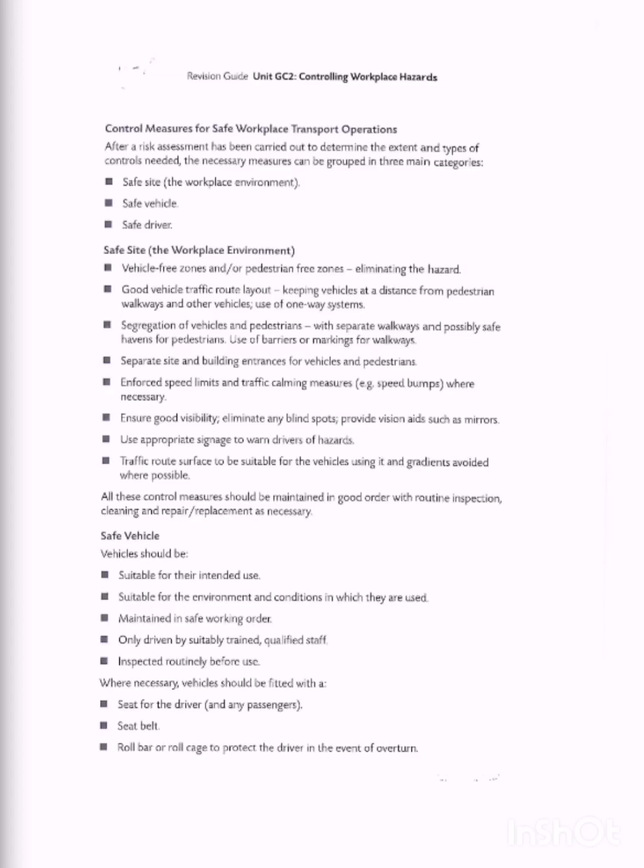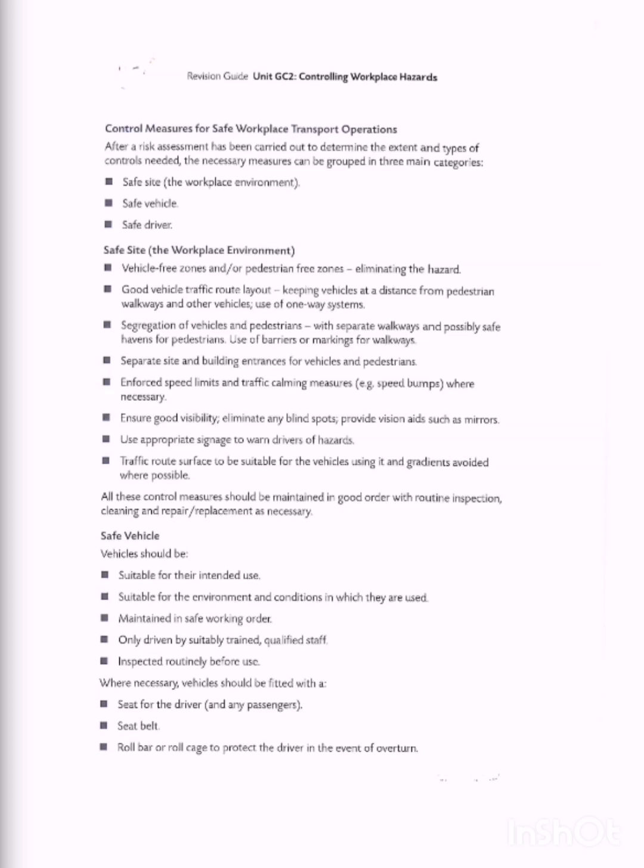In these elements too, we're talking about control measures for safe workplace transport operation. So what are the safety precautions? As we first talked about transportation and the risks involved, now we are talking about the control measures. After a risk assessment has been carried out to determine the extent and the types of control that's needed, the necessary measures can be grouped into three main categories. So which are the categories that can be grouped?